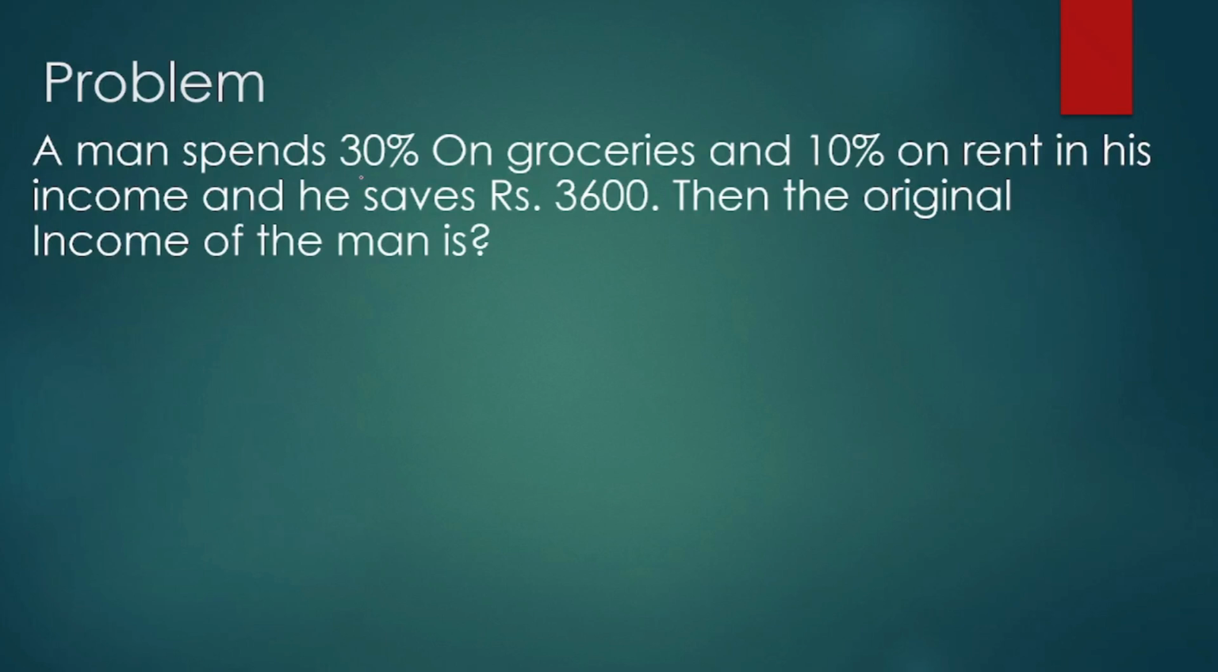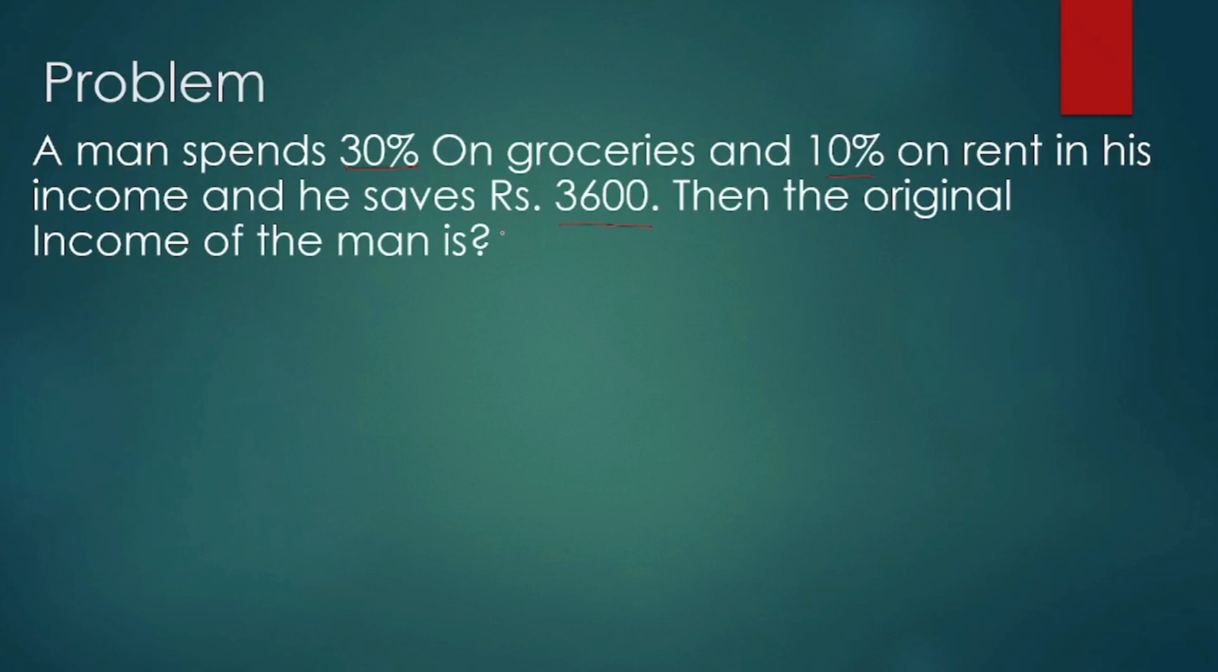In some cases, we come across percentages which are dealt with only for a single percentage. For this, we observe this problem. A man spends 30% on groceries and 10% on rent in his income, and he saves 3,600. So what is the original income of the man? The remaining amount is not specified, so this is directly dealt with his original income.